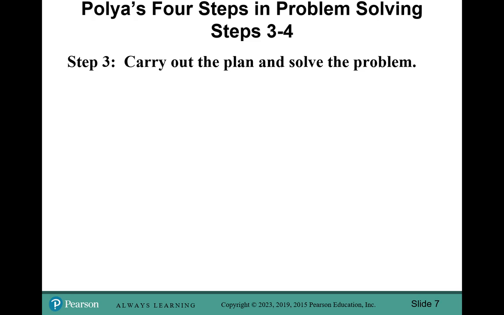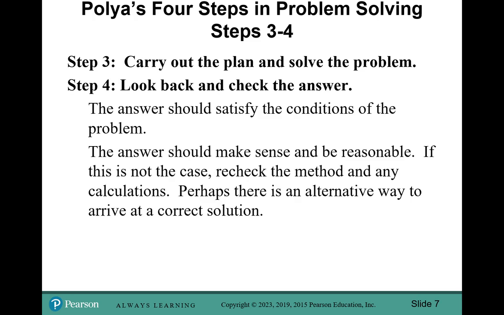Now in step 3, we want to carry out whatever plan we decided on so that we can try and solve the problem. Step 4, we want to look back and check the answer we got. The answer should satisfy the conditions of the problem, all of the conditions. The answer should make sense and be reasonable. If this is not the case, we need to recheck the method and any calculations that we have made in the problem. Perhaps there is an alternative way to arrive at a correct solution.